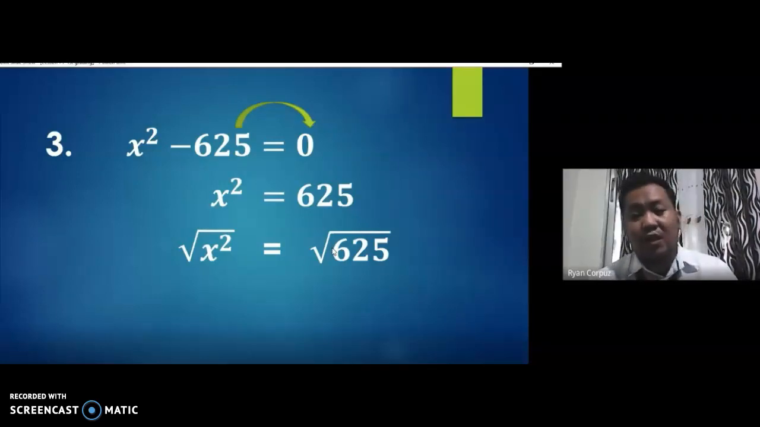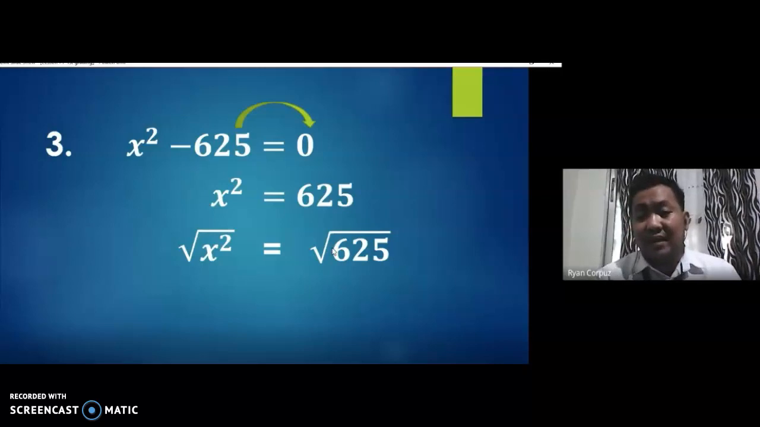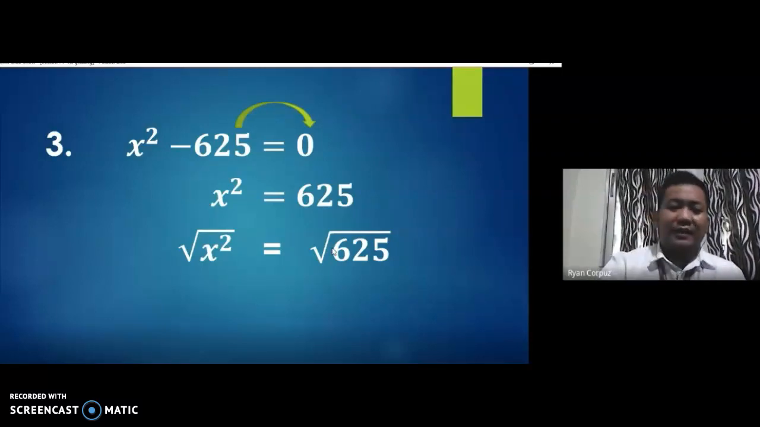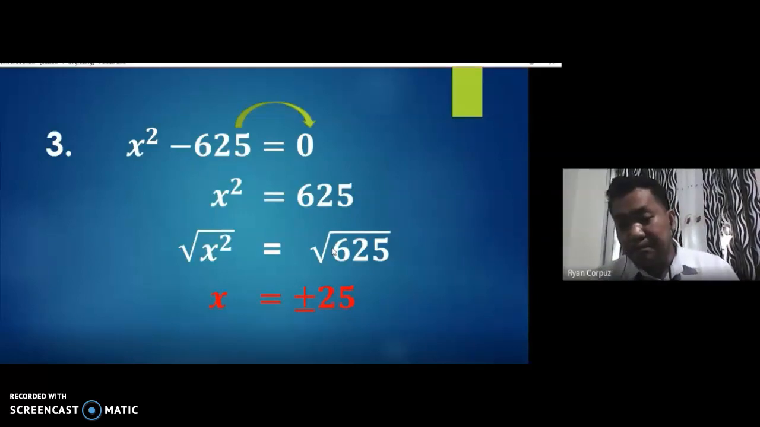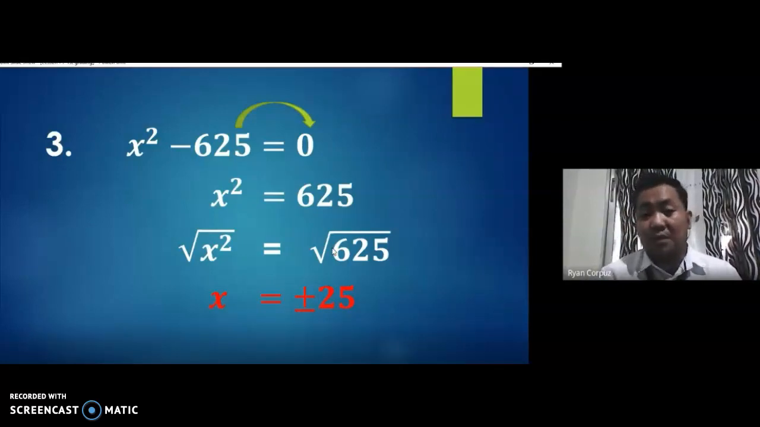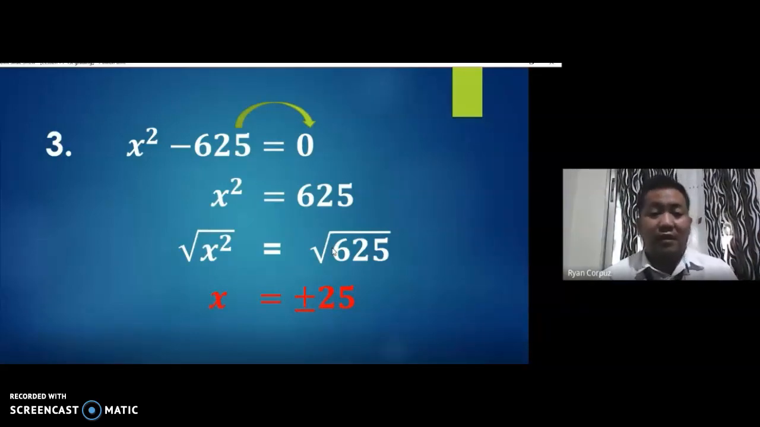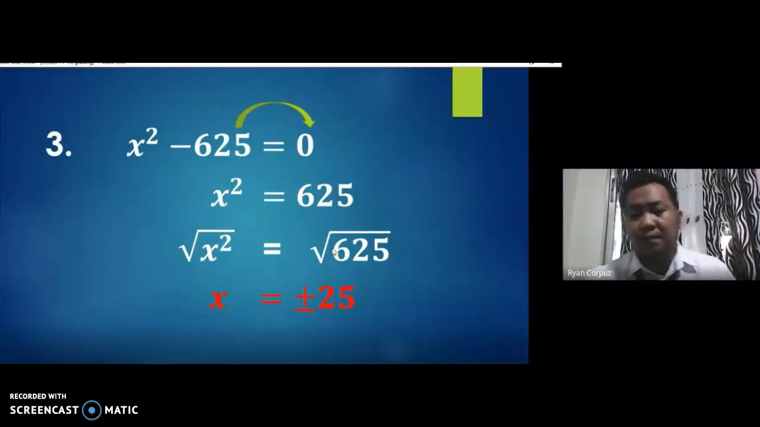The same way that 625 is a perfect square. So the question is, what is that number that when multiplied by itself, the answer is 625? You'll find out that it is 25. So the square root of 625 is 25. That's the principal root. But since it's a quadratic equation, we are also going to consider the negative root, which is negative 25. So that's why the solutions to x squared minus 625 is equal to 0 are x equal to positive and negative 25.